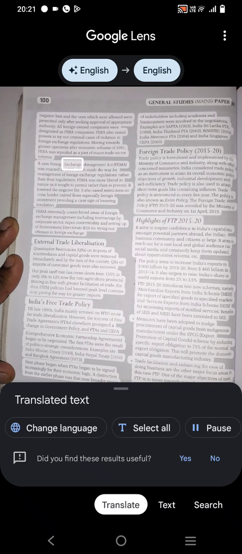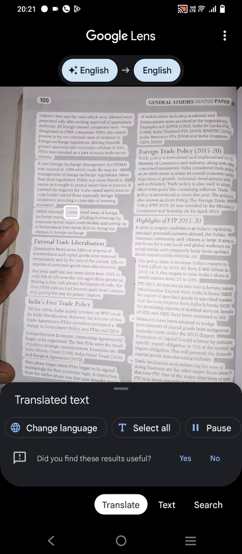A new Foreign Exchange Management Act, FEMA, was enacted in 1999, which made the way for management of foreign exchange rather than its regulation. FEMA was more liberal in nature as it sought to permit rather than to prevent. It lowered the negative list. It also eased restrictions on cross-border capital flows, especially foreign investment, providing a clear sign of lowering insulation.